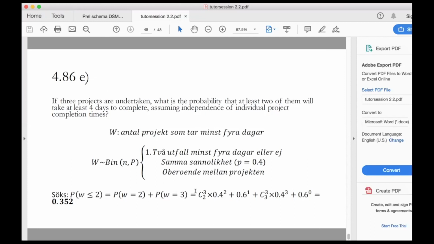And we take the binomial distribution. So the number of successes will be either 2 or 3, and the total number of trials will be 3. Calculating it using R or using your calculator, you should end up with a number that is approximately 35%.